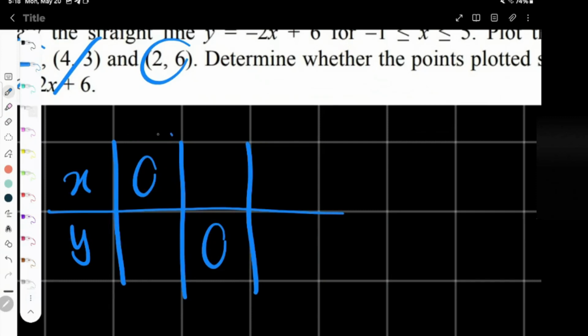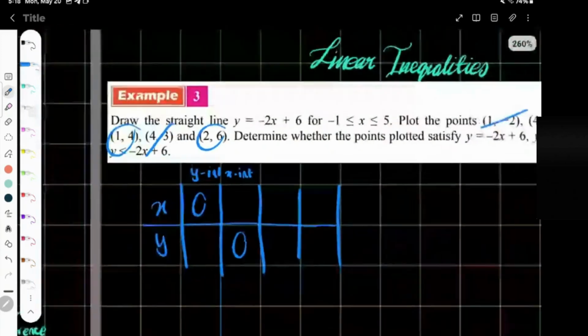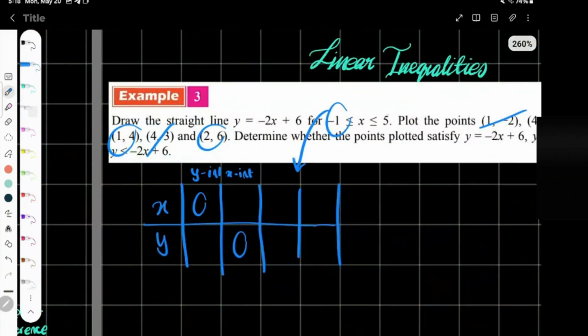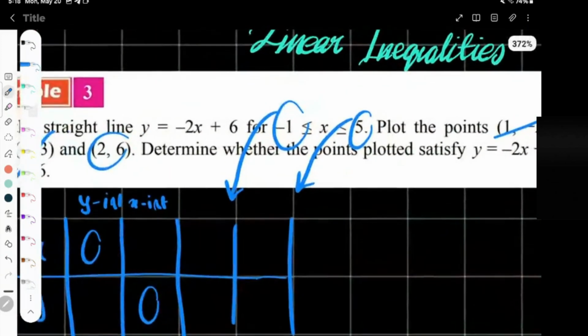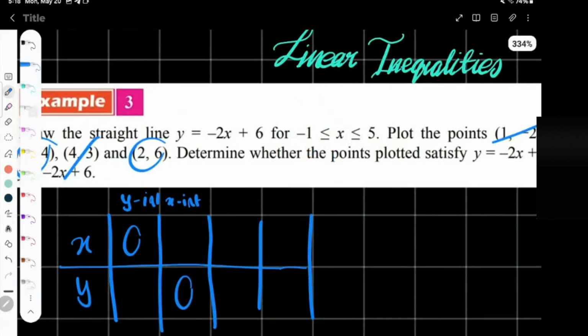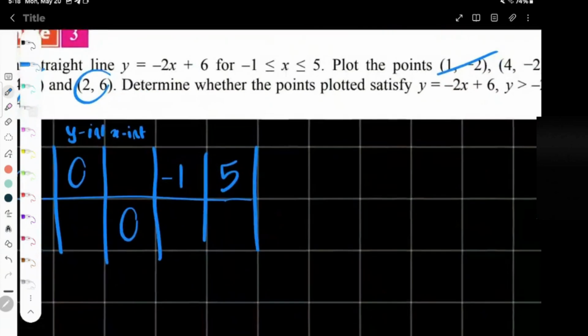No, sorry, this is the y-intercept. Don't get confused with my one. This is the x-intercept. And then for the next values here, you have to put the values into this thing here. It will be negative 1 and 5.